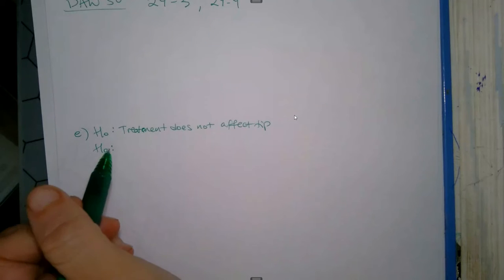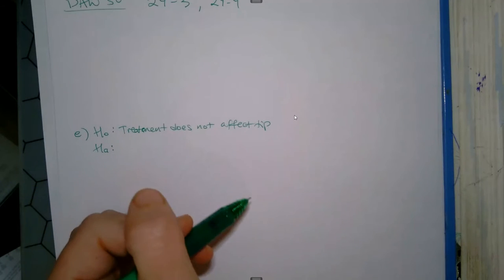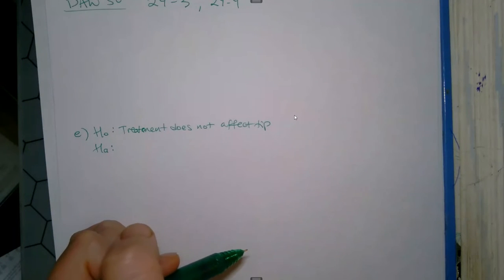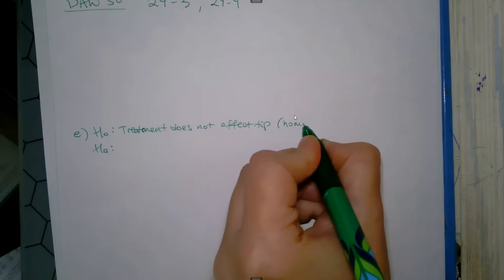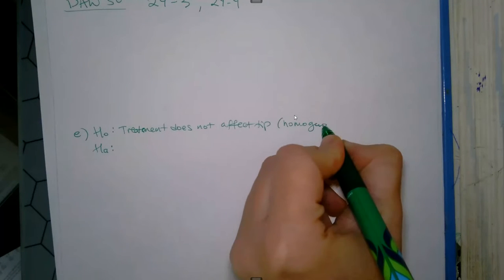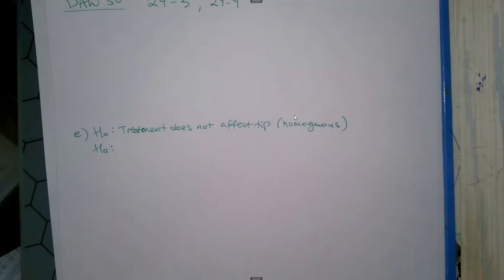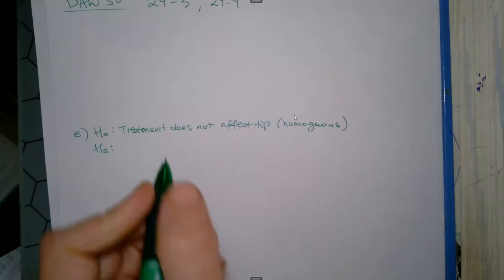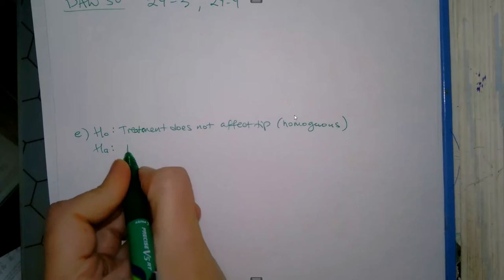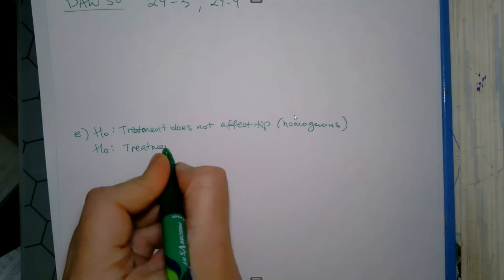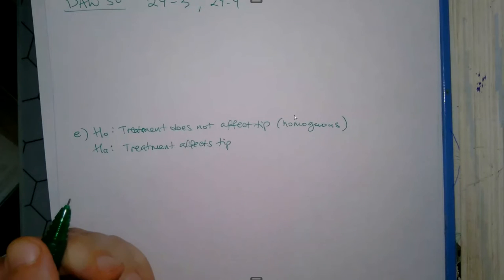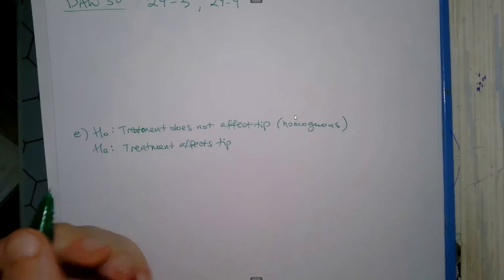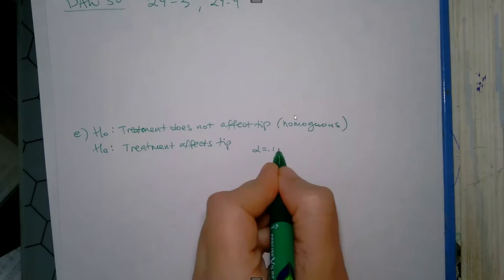Null hypothesis: the treatment does not affect the tip. Joke card, advertisement card, no card, homogeneous. But she did this whole experiment to see if she could find an effect. So, alternate hypothesis: treatment affects tip. They did give us an alpha level.